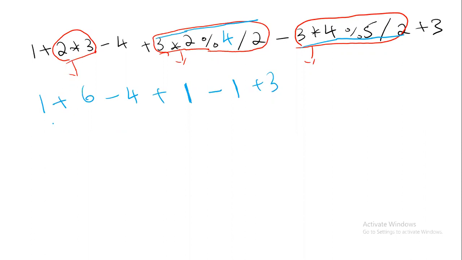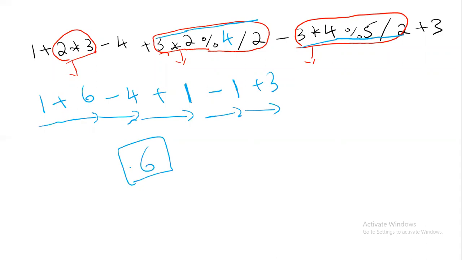So running count I will do. 1 plus 6 is 7. 7 minus 4 is 3. 3 plus 1 is 4. 4 minus 1 is 3. 3 plus 3 is 6. The answer will be 6 here. Okay. Answer is 6.